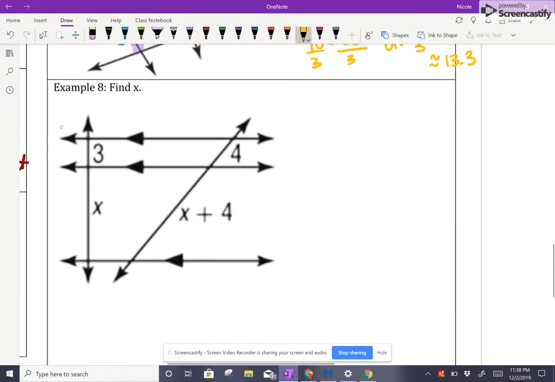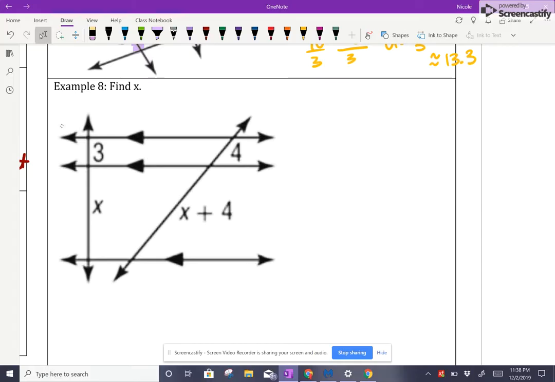Let's look at another example. So again, remember, these are marking your parallels. The other lines involved are your transversals. So we have 3 on top and 4 on top. I'm just going to keep it with the same colors: X on the bottom and X plus 4 on the bottom. So we've got 3 and 4 on top, X on the bottom, and X plus 4.